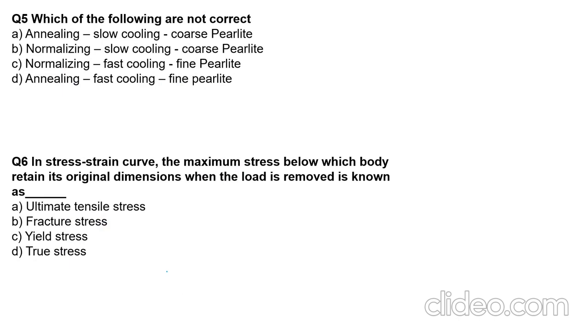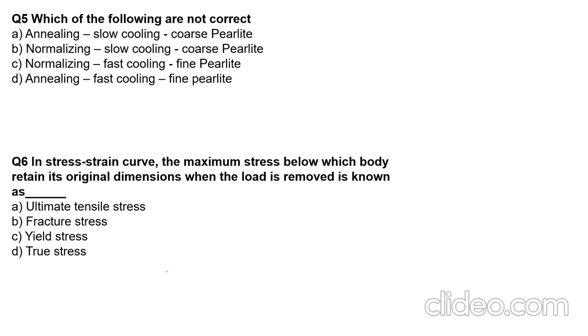Then we have another question which says which of the following is not correct. It says that you are doing annealing, it is a slow cooling, and it will result in the formation of coarse pearlite. So it is a relationship between the type of heat treatment, like if it is slow or fast, and the type of microstructure that is formed.